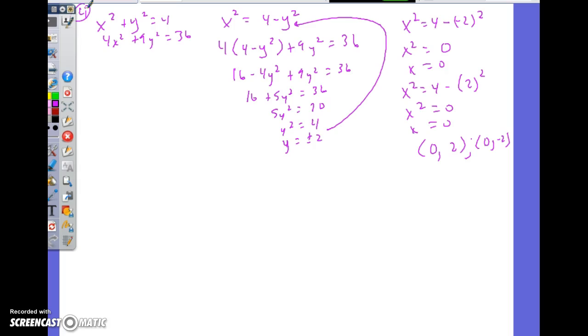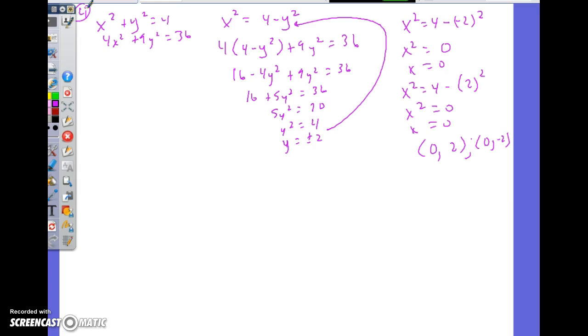Wait, how do you get that algebraically? How do you get two answers? Isn't it x equals this, y equals that? When you take the square root of y, you get plus or minus 2. That's 2 solutions. Which, by the way, sometimes give you 4 solutions when you put it in the other one.